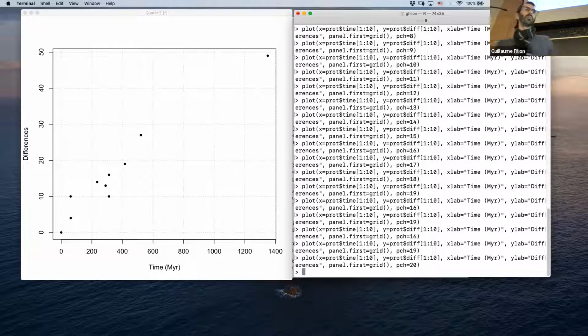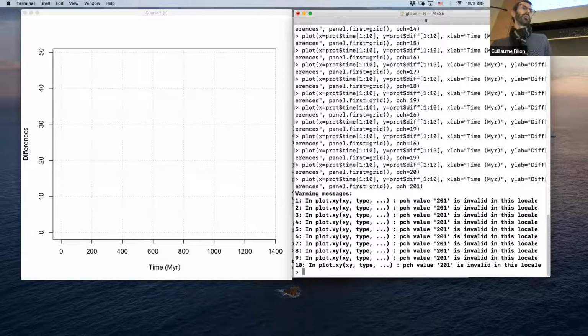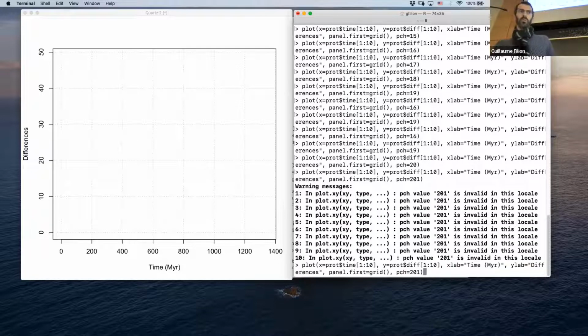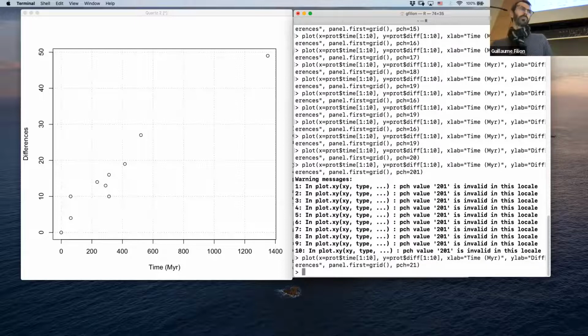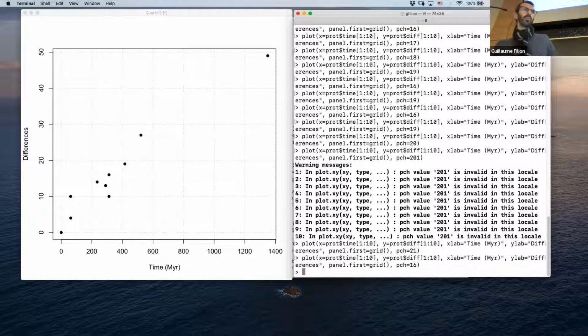20 even smaller circles. 21. Well, that's it. Oh, I put 201. That's why. Okay, 21. We're back to where we start. So I never checked to see how many symbols there are, but approximately 20 seems to be a good ballpark number. So the answer is 16, okay? Plotting it again. When you want to plot with filled circles, that's symbol 16.